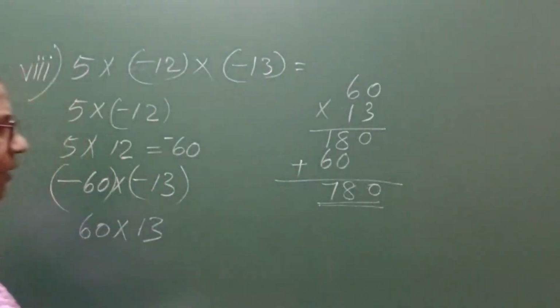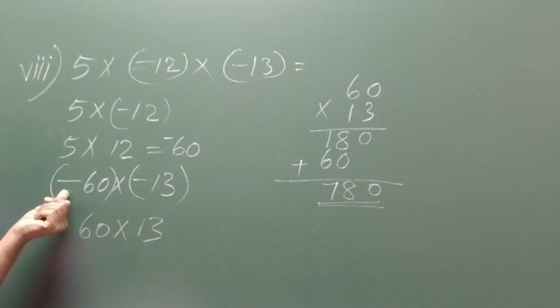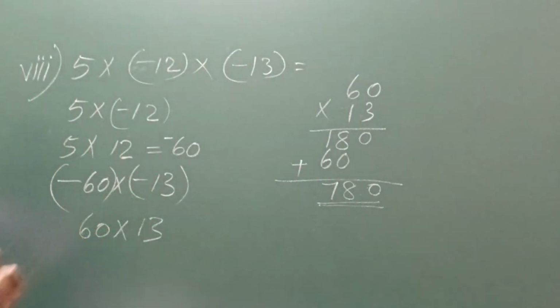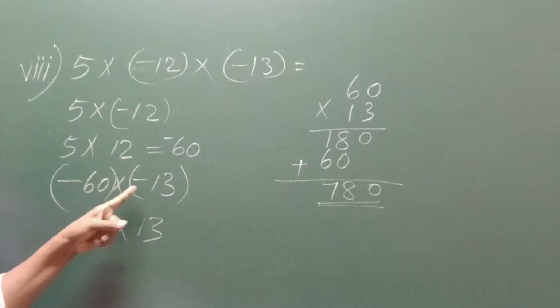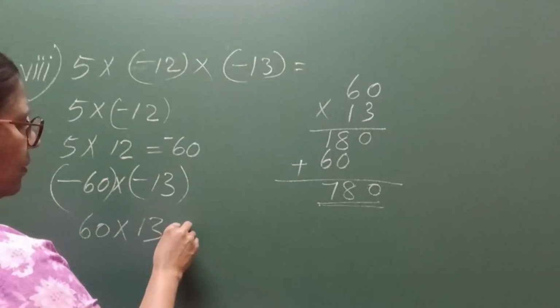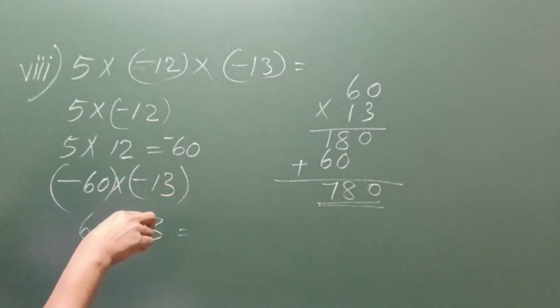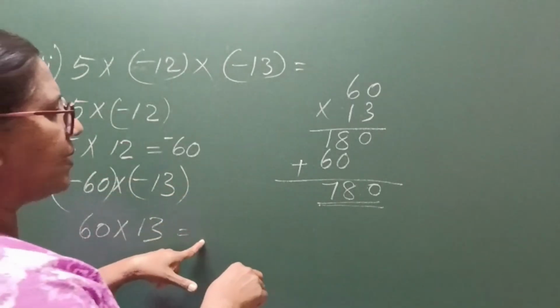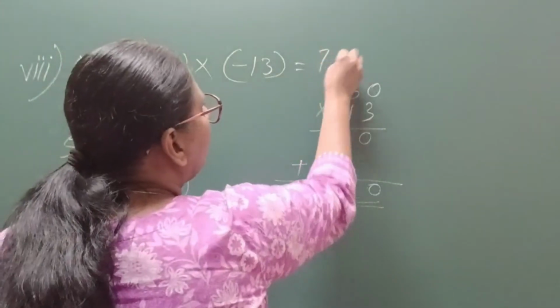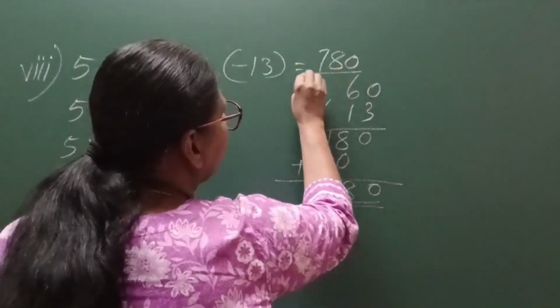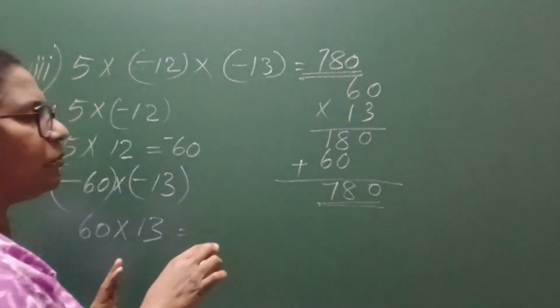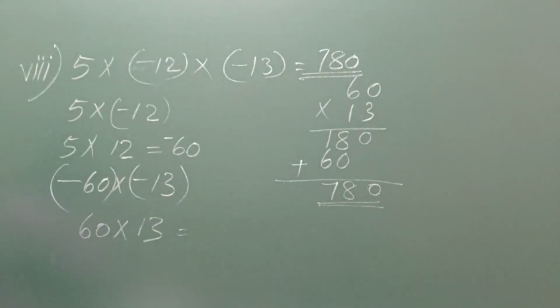780 we got. Now you see here, both the integers are negative. So minus into minus is equal to plus. So the final answer for this question will be 780, which is a positive integer.